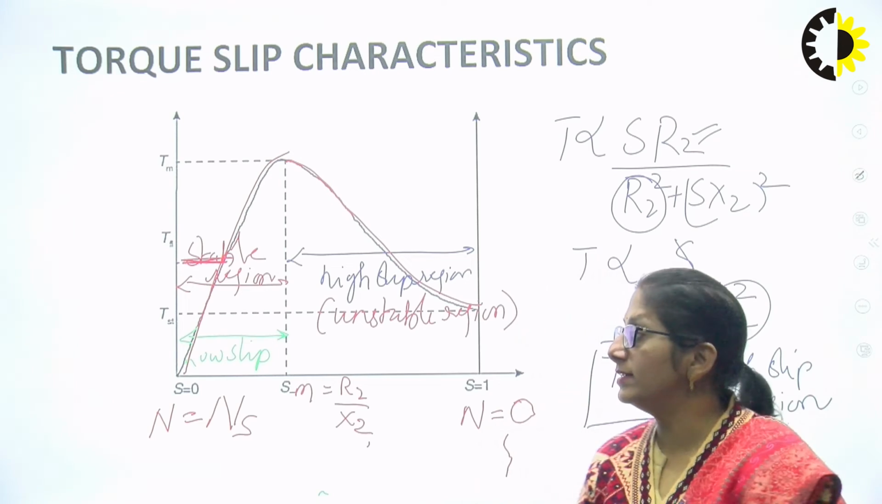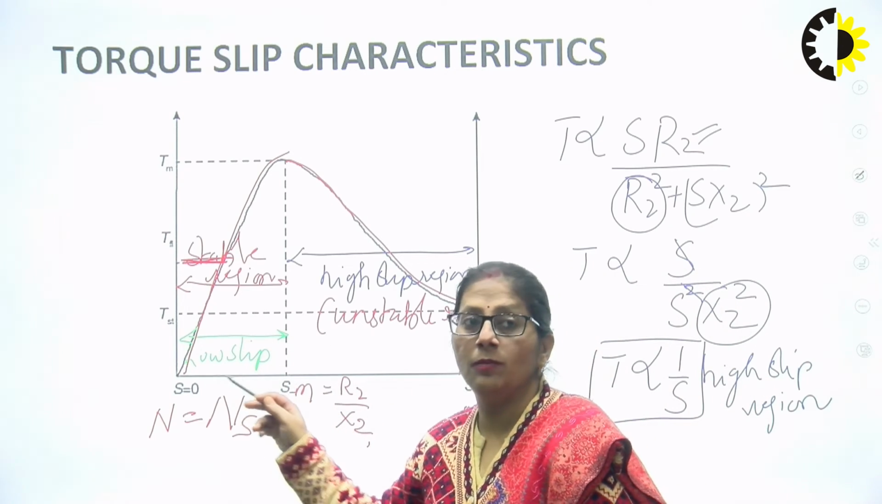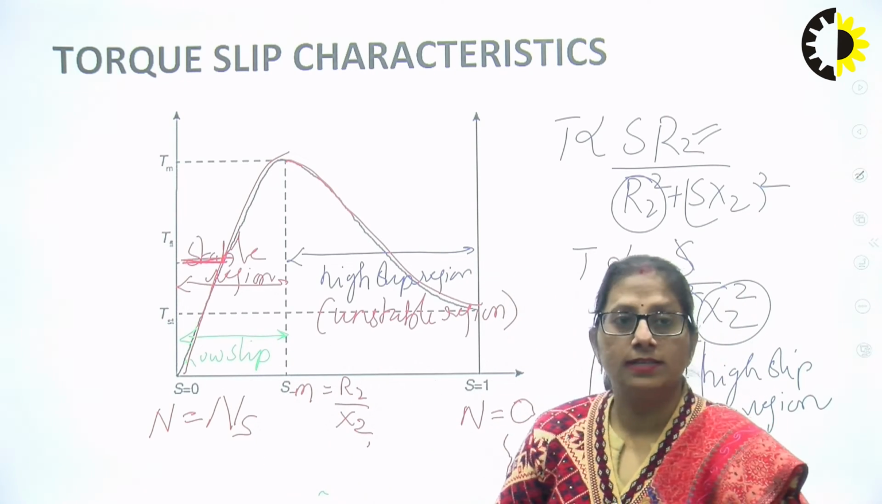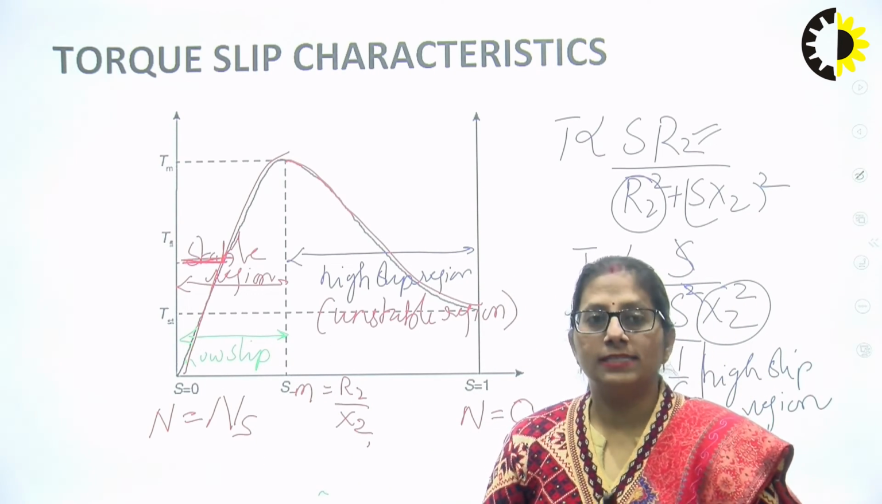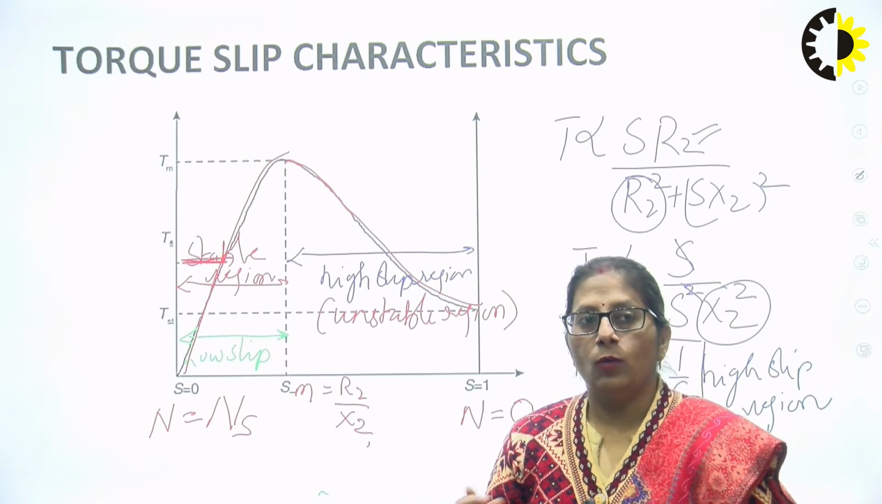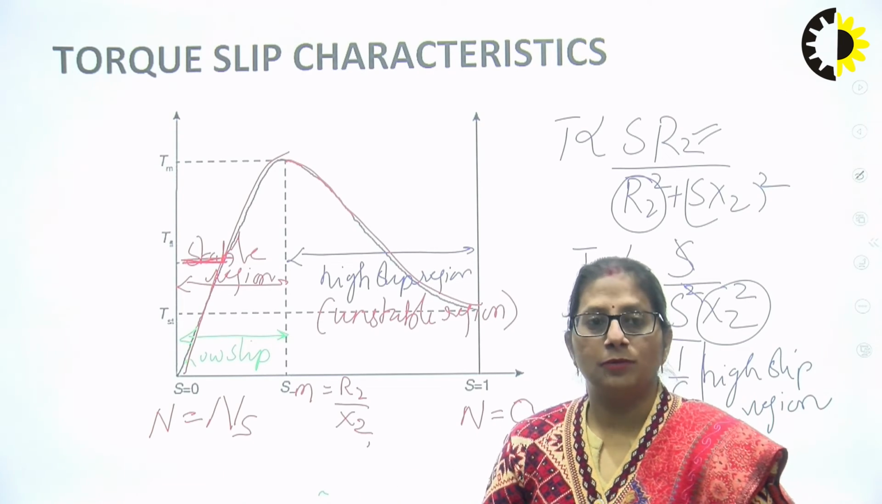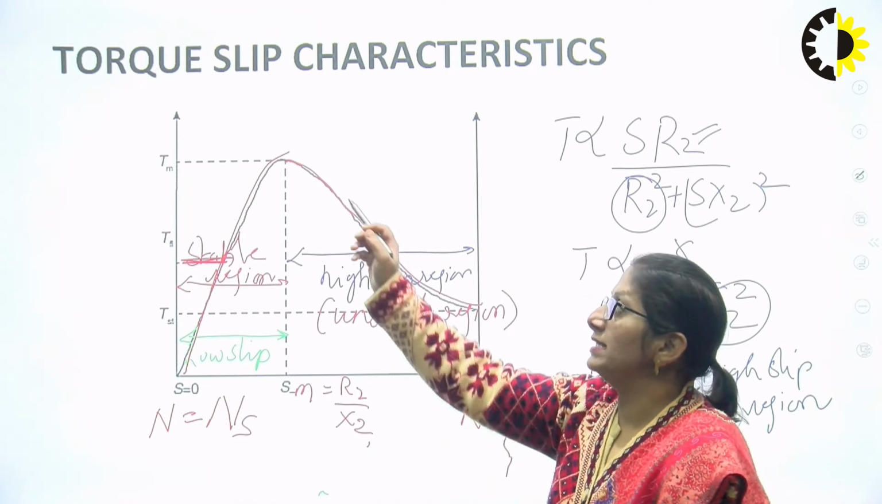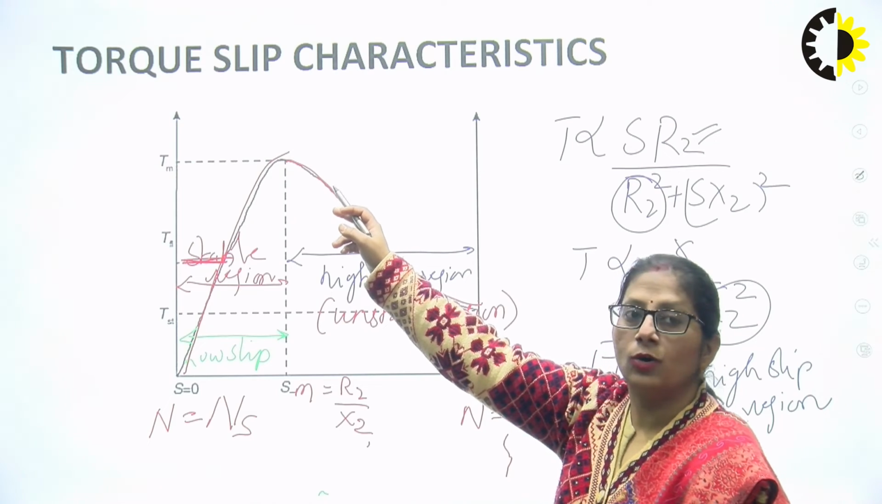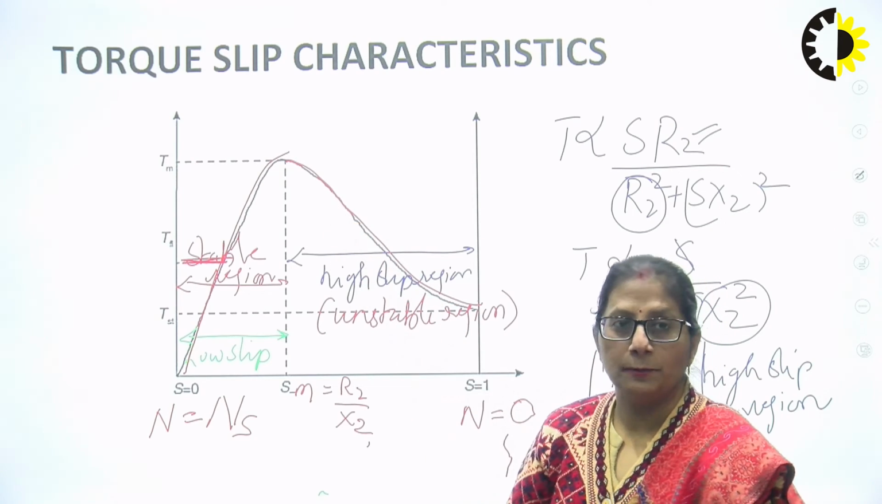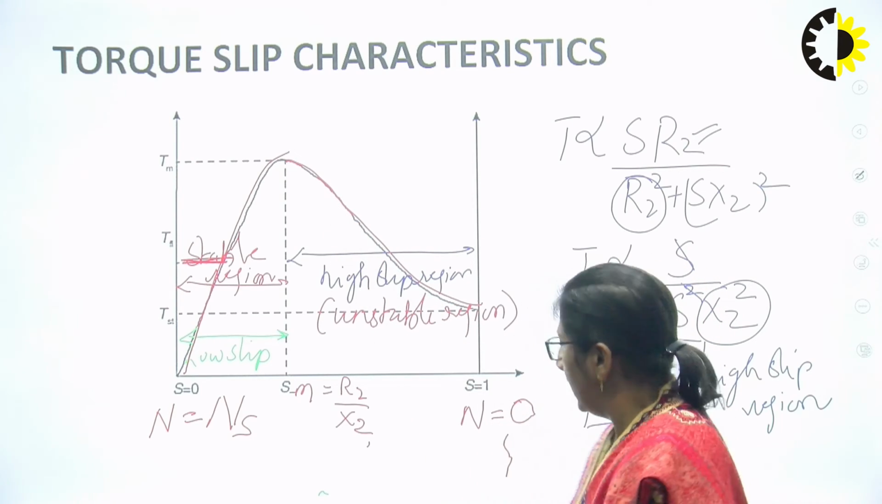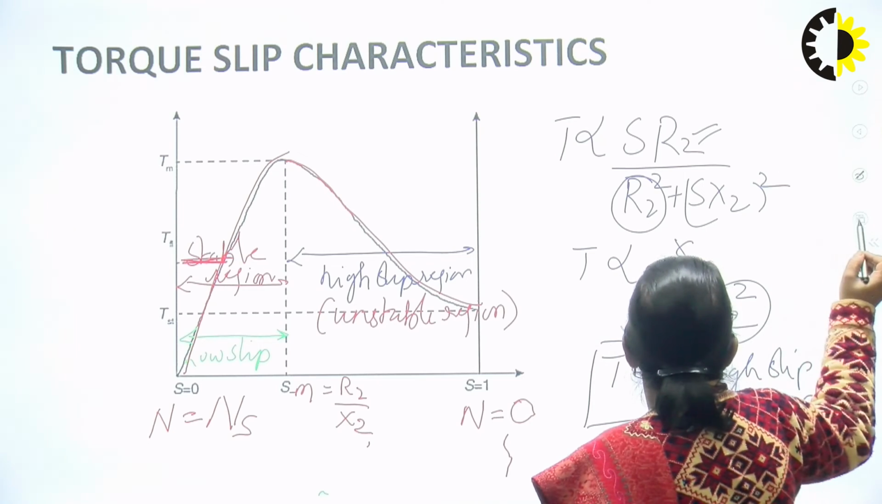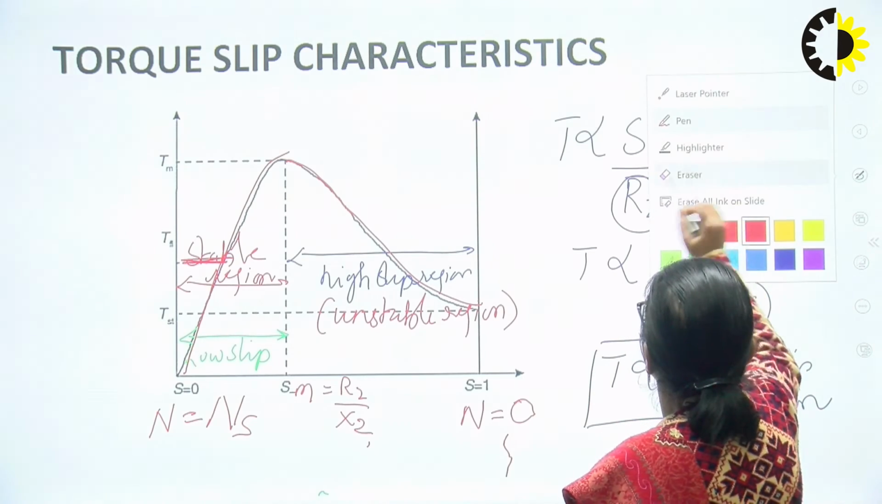Why is this so? Because this low slip region is stable, but this high slip region is unstable. If I go with the high slip region side, I can see that towards this side the torque is inversely proportional to slip. Now, supposing the load is increased, right?